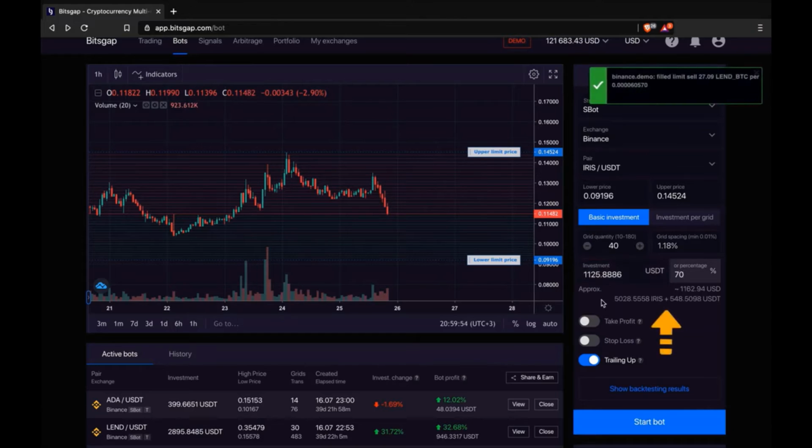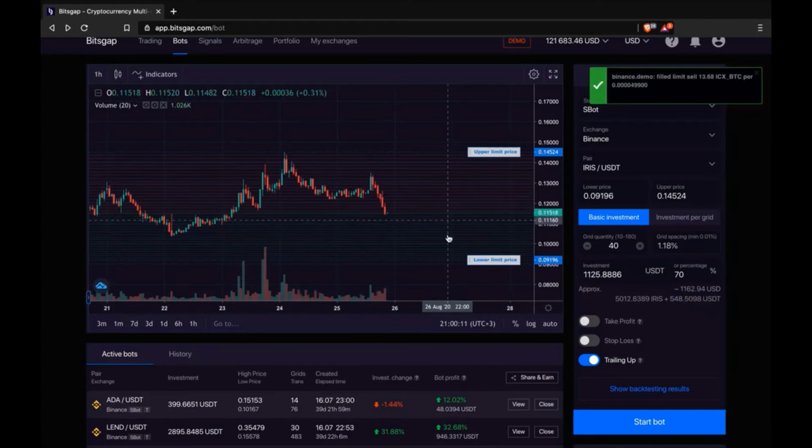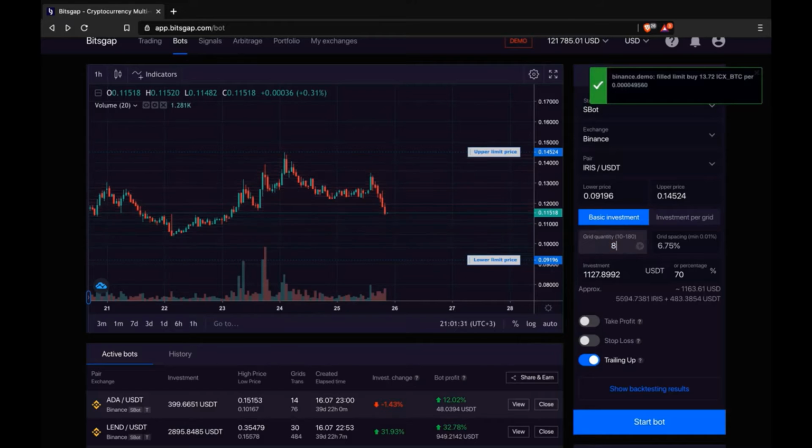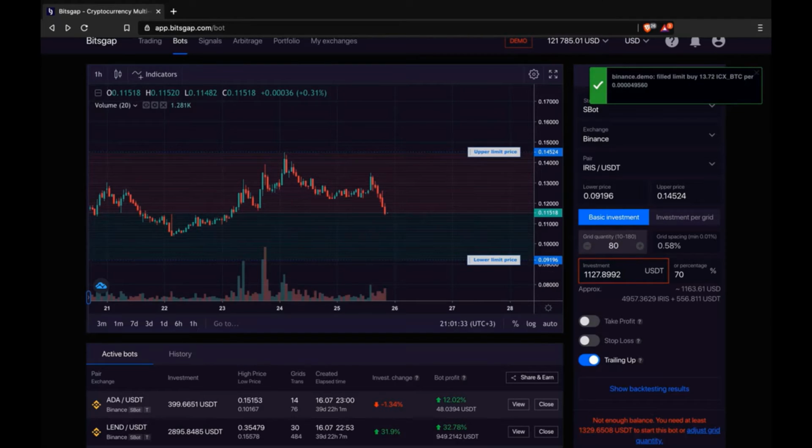And below, over here, you will find the exact investment distribution. So we have 5,000 IRIS required as a base currency and 548 USDT as a quote currency to plot all of these limit orders. With this configuration, I can successfully launch the bot, but let's say I want to increase the amount of grid levels, and let's find out what will change.